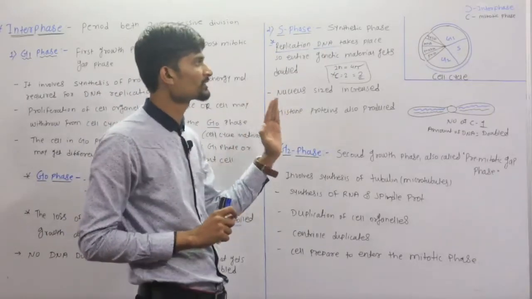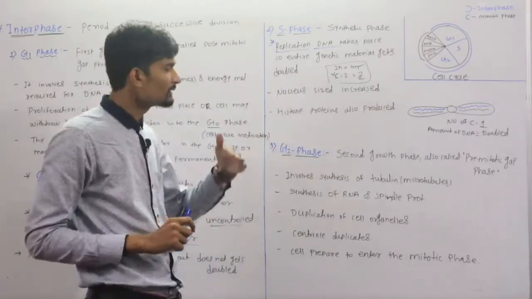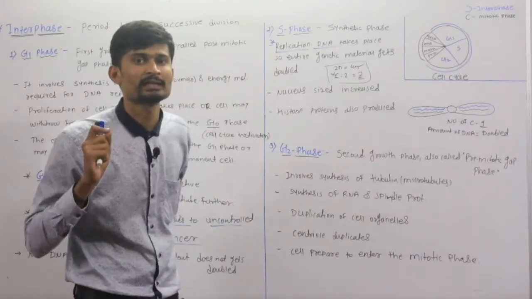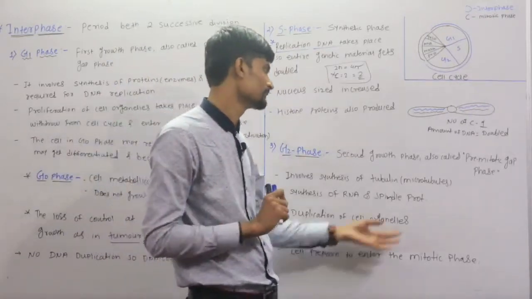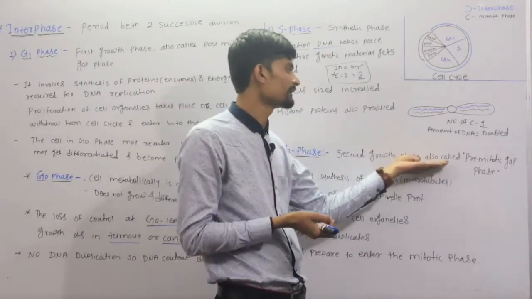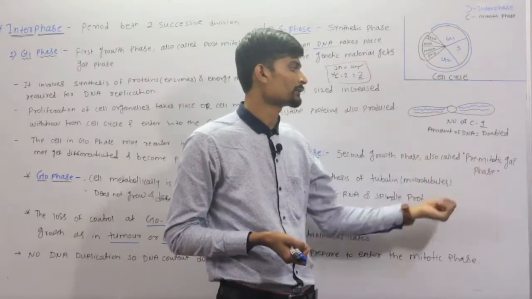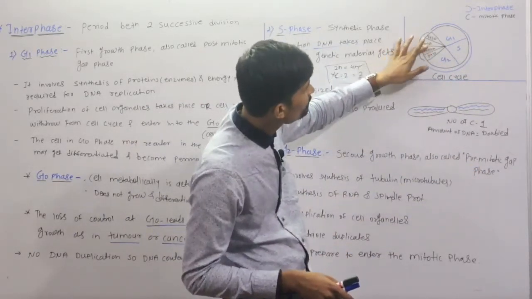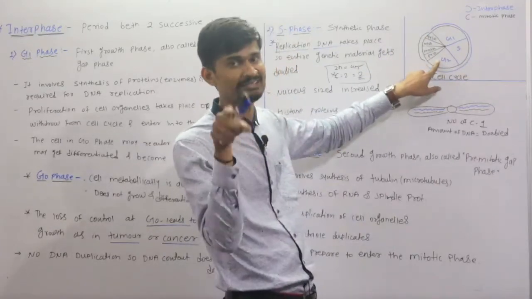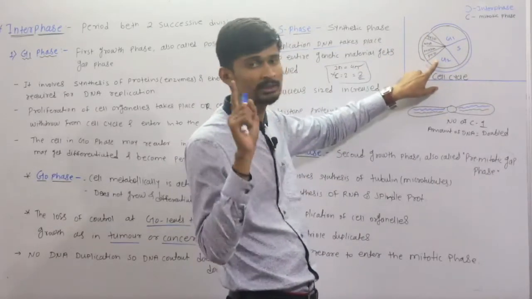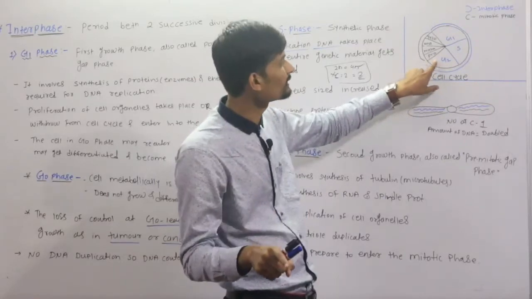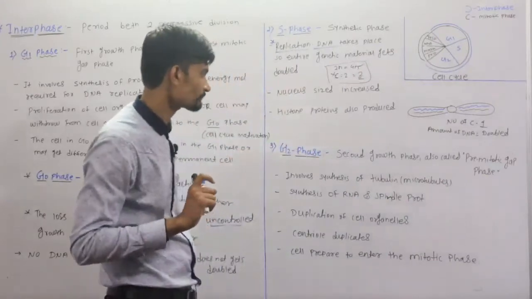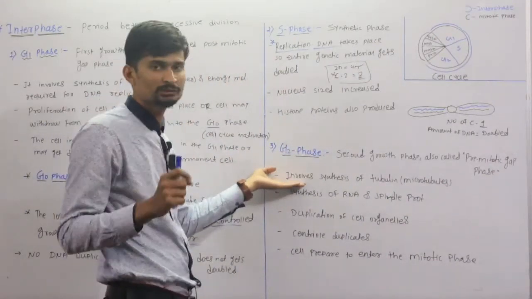Now after the S phase there is the G2 phase. G2 phase means the second growth phase, that is why it is represented as G2 phase. Now the G2 phase is also called the pre-mitotic gap phase, because the G2 phase is present before the mitotic phase in the cell cycle. That is why it is called the pre-mitotic gap phase. Now what happens in the G2 phase?